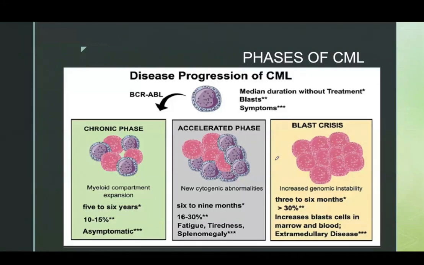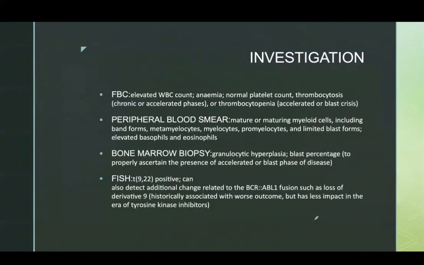In the chronic phase, the first 5 to 6 years, patients will be asymptomatic. Then once the accelerated phase starts, there will be fatigue, tiredness, and you can find splenomegaly. And then it goes to the blast crisis phase, where there are increased blast cells in the marrow, blood, and extramedullary disease. This is how the disease progresses.